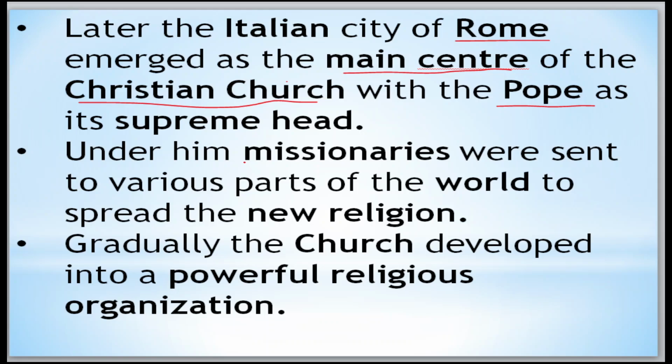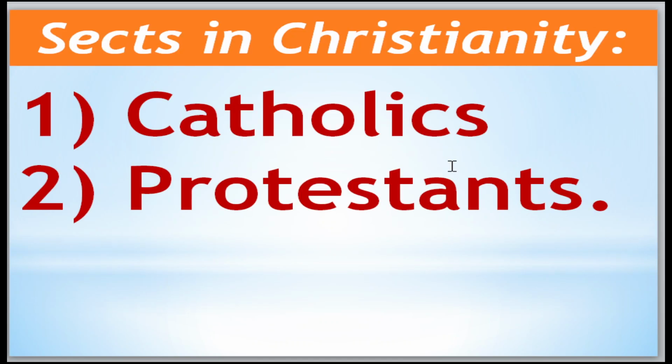He started sending missionaries to other countries of the European continent, as well as other continents also. It slowly spread, this new world religion called Christianity. And then afterwards, the church gradually developed into a powerful religious organization. So this is the explanation about Christianity. After that, we have the sects in Christianity. Sects means branches. One is Catholics and the other is Protestants.